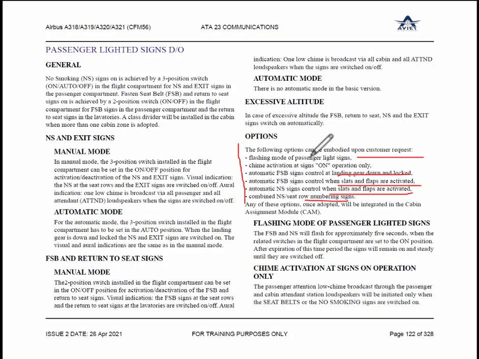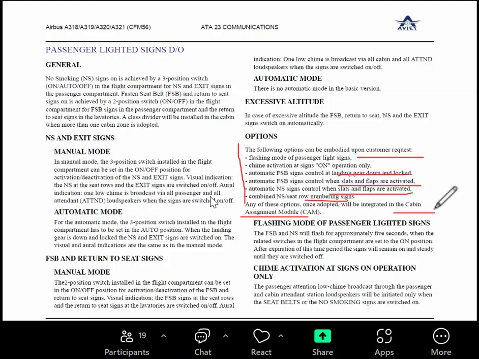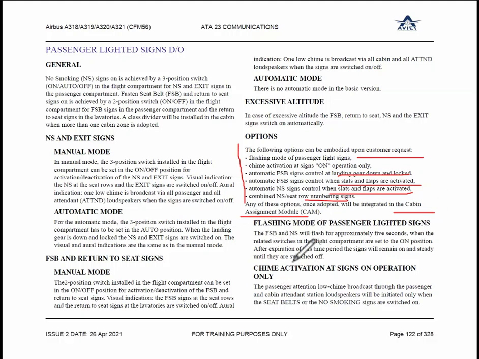Over and above, these functions are available in the CAM, cabin assignment module. So the airline can also configure them if the functions are available in software. They can manage and do their own configurations. I'll show you through the CAM how you can do it. Right? These lights will flash, flashing mode on passenger. I'm not going into detail of it. It's nice to know, but not used for us.